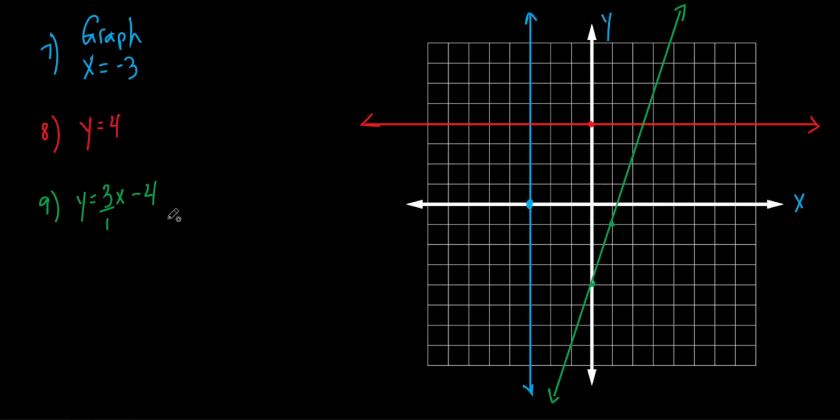Everybody see that? This is the y-intercept, right? So I put a point on the y-axis at -4. This is the slope, 3 over 1, rise over run. So I rise 3, 1, 2, 3, and I run 1, boom, right there.